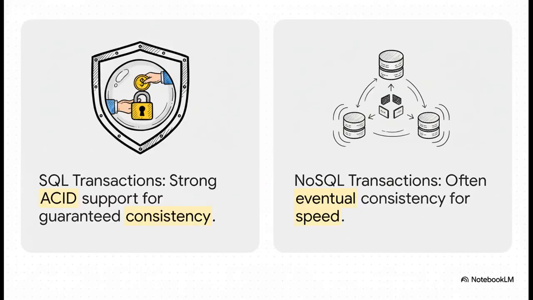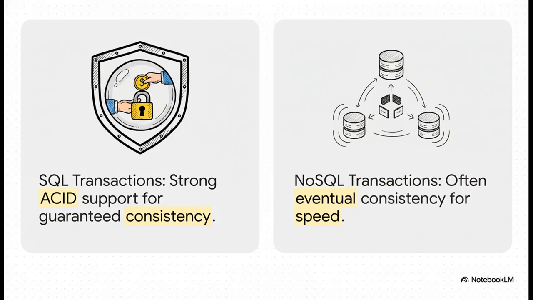And finally, how they handle transactions. We know SQL gives you that immediate, guaranteed consistency with ACID. NoSQL often makes a trade-off. For the sake of speed and availability, it uses what's called eventual consistency. It just means that if you make a change, it might take a fraction of a second for that change to show up everywhere across the whole system.